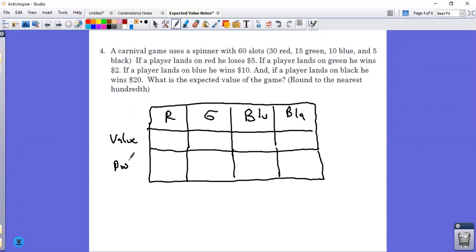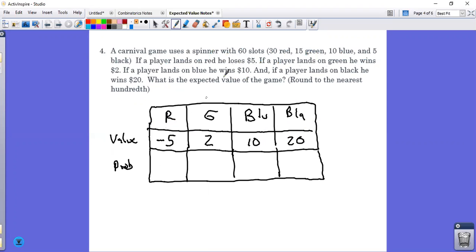And then it's probability. So it says, if a player lands on red, he loses $5. So if you lose, that's a negative value. If a player lands on green, he wins $2. If a player lands on blue, he wins $10. And if a player lands on black, he wins $20. So that's the value of each one of these colors.